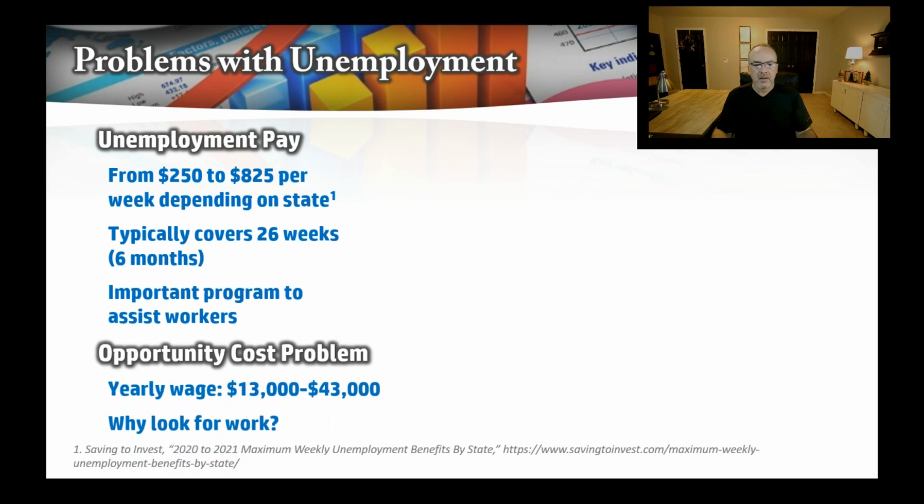Let's do the math here. From $250 to $825 a week is $13,000 to $43,000 a year. Now granted, we said they normally last about 6 months, but if you laid it out for a year, that's an annual rate of pay of $13,000 to $43,000 a year. Now, in the United States of America, if you have an adjusted gross income of over $42,000 a year, you're in the top 50% of earners in the country. So at the very top end of even the most basic unemployment pay, we end up putting people into the top 50% of income.